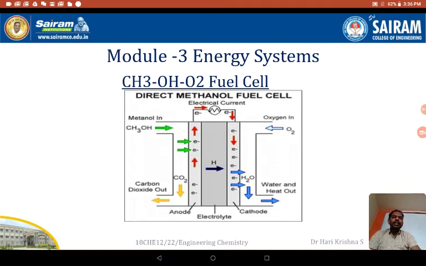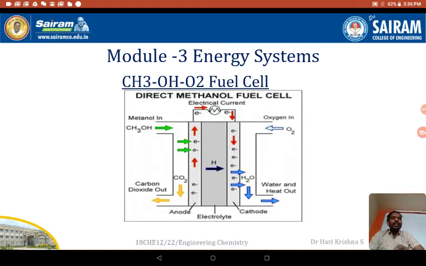You can see methanol is entering towards the top at the anodic site, where methanol undergoes oxidation, and oxygen is also entering towards the top at the cathodic site, where oxygen undergoes reduction. So redox reactions occur and the products obtained are carbon dioxide and water. Carbon dioxide is coming out, as you can see in the diagram, at the anodic site, and the water in the form of vapor is coming out at the cathodic site.